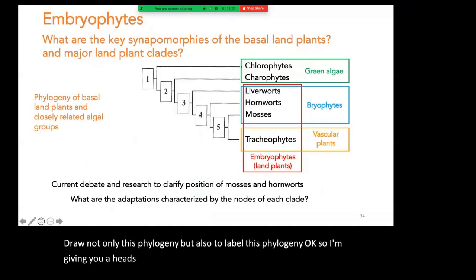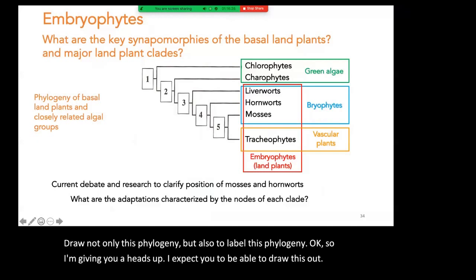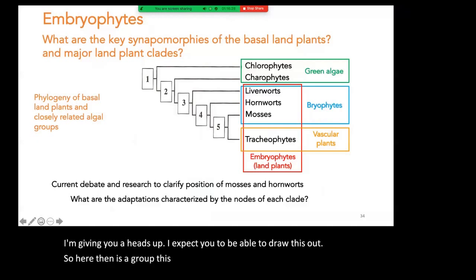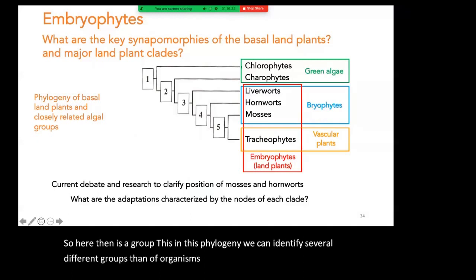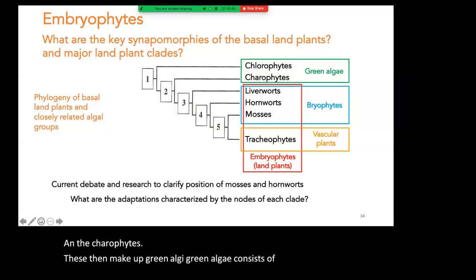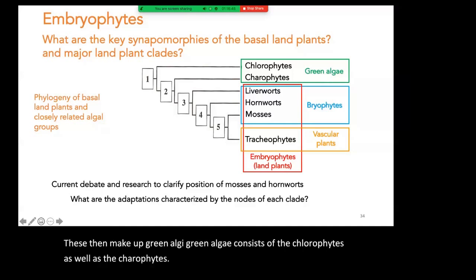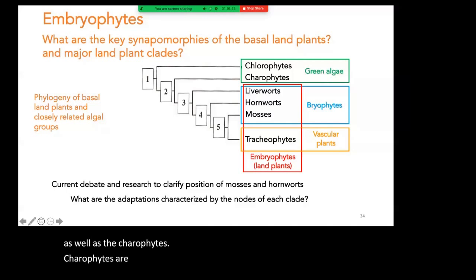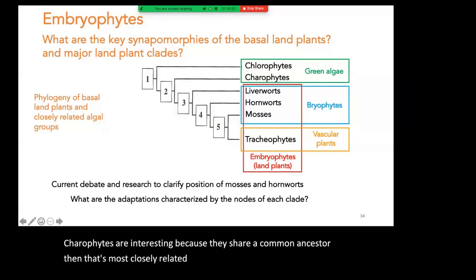I expect you to be able to draw this out, okay? So here then is a group. In this phylogeny, we can identify several different groups of organisms. In particular, a group of organisms known as the chlorophytes and the charophytes. These make up green algae. Green algae consists of the chlorophytes as well as the charophytes. Charophytes are interesting because they share a common ancestor that's most closely related to the land plants.